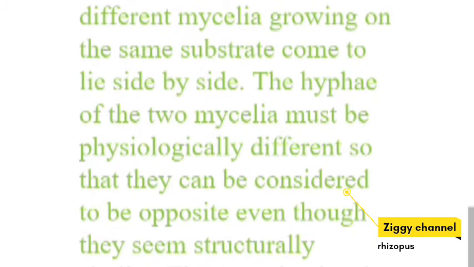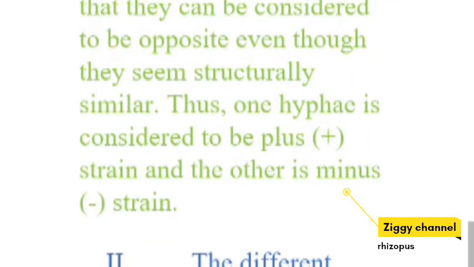1. Two hypha of different mycelia growing on the same substrate come to lie side by side. The hypha of the 2 mycelia must be physiologically different so that they can be considered to be opposite even though they seem structurally similar. Thus, one hypha is considered to be the plus strain and the other the minus strain.